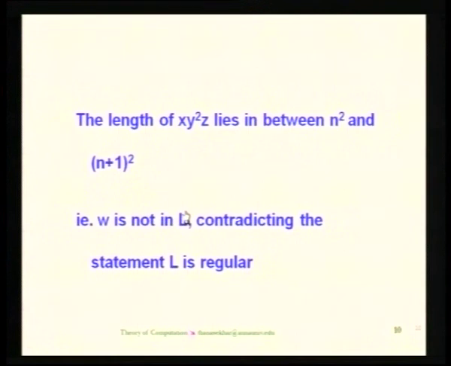We started with the assumption that the W which we have taken from the language is accepted by this finite automata, but here we find that after pumping this y twice, we get a string whose length is in between n square and n plus 1 square. It is neither n square nor n plus 1 square. So, that is contradicting our assumption that the string is going to be in the language, or it is going to be accepted by this finite automata.